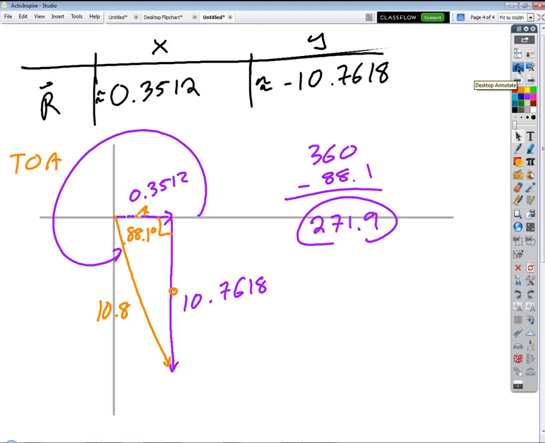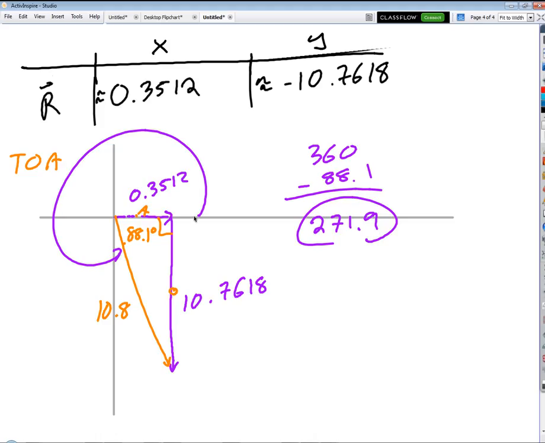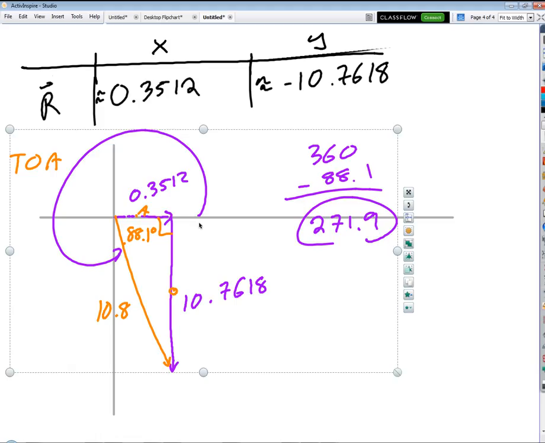Now think in terms of, for those of you who have had trig, the unit circle, but if you haven't had trig, it's okay. If we're starting the angle here, how far is it all the way around in one complete circle? 360, right? So we're not going to go the complete 360. We're going to go 360 minus this 88.1. So it's positive. Okay.